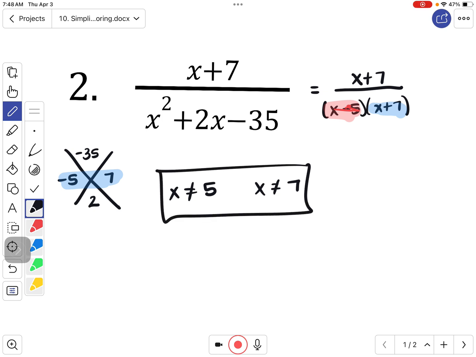Now I'm going to simplify more. If I have something that's the same on the top and the bottom, I'm going to cancel it out. So I have x plus 7, and x plus 7. Those are exactly the same.